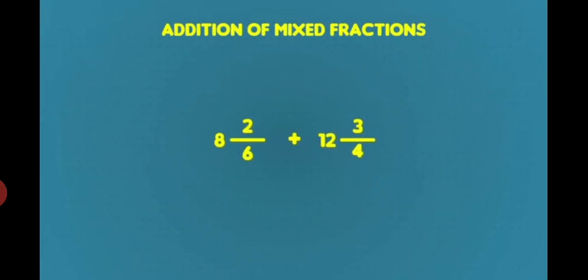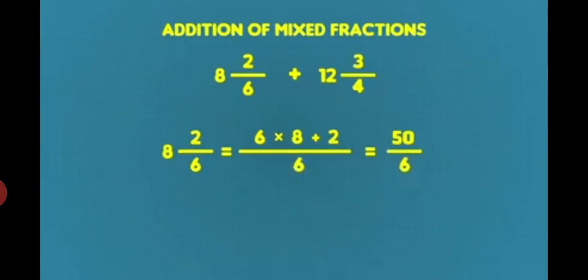Let's take another example. Here we have to add two mixed fractions, 8 2 by 6 and 12 3 by 4. So first we have to convert the mixed fractions into improper fractions. You all know how to convert a mixed fraction into improper fraction.